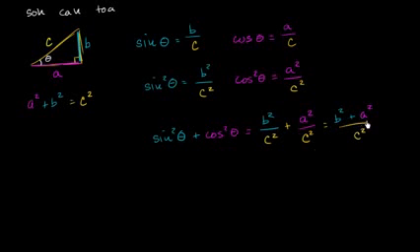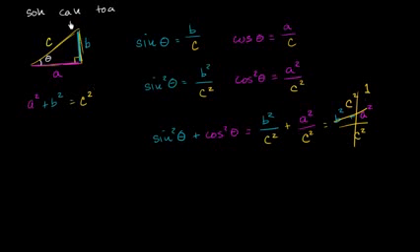Now, what is b squared plus a squared? Well, we have it right over here. Pythagorean theorem tells us b squared plus a squared, or a squared plus b squared, is going to be equal to c squared. So this numerator simplifies to c squared, and the whole expression is c squared over c squared, which is just equal to 1.